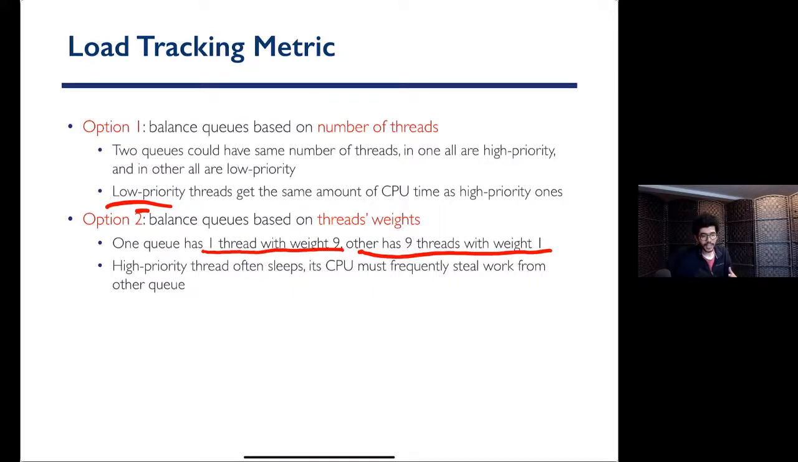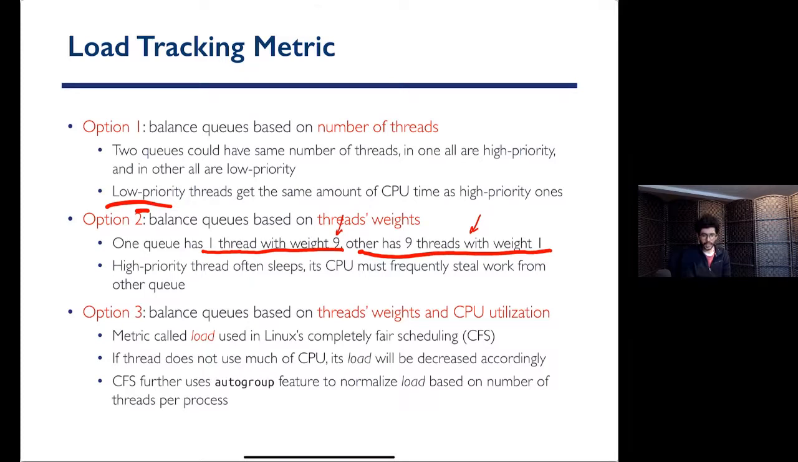But in reality, this is a bad situation. If I put only 1 thread in one queue, even though the weight was 9, and 9 threads in another queue, now if this high priority thread goes for I/O, CPU 1 becomes idle, whereas CPU 2 now has 9 tasks or 9 threads competing for the CPU. So that's bad.